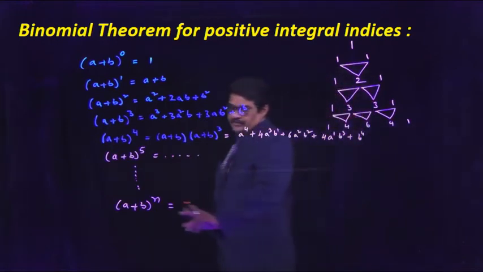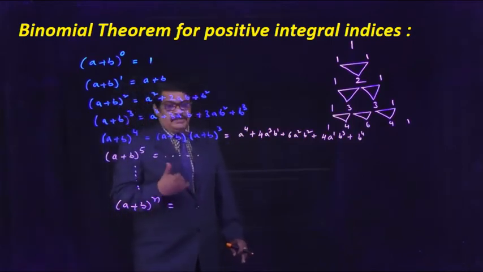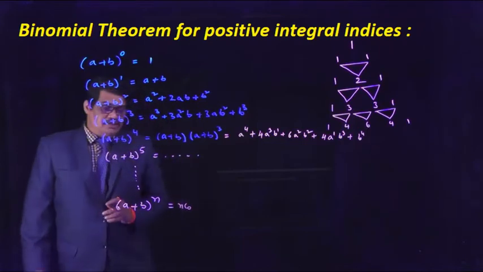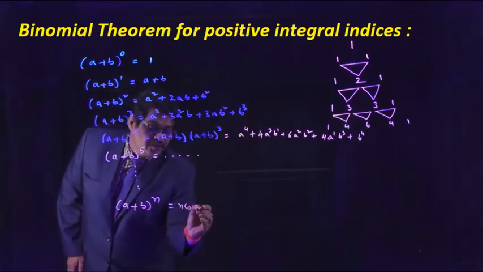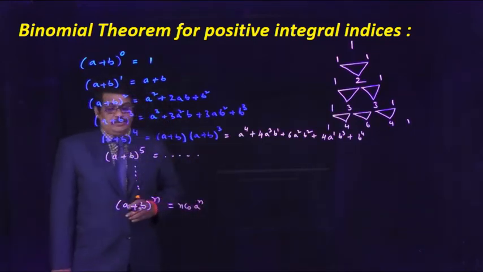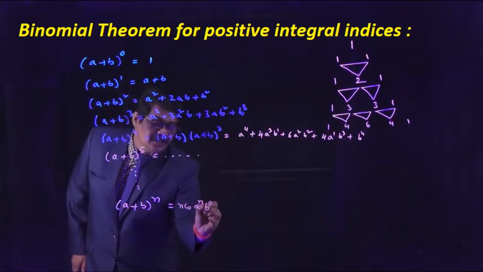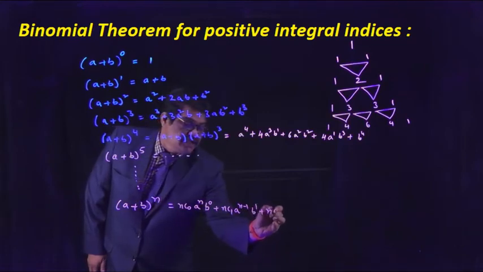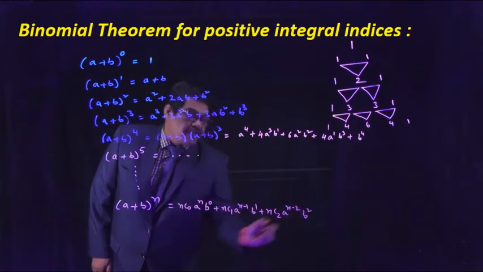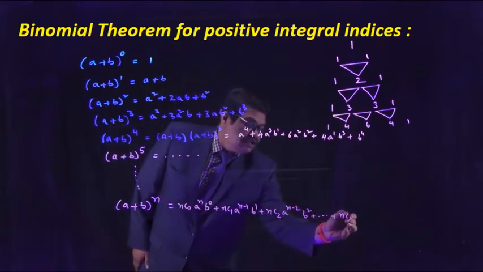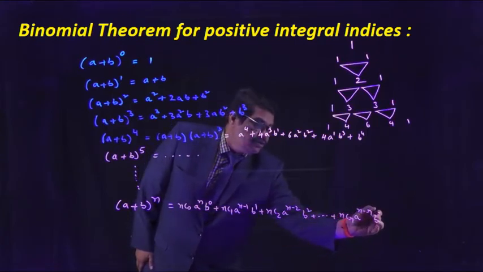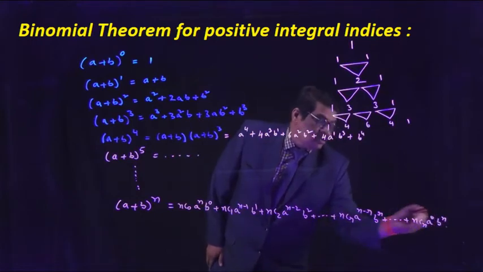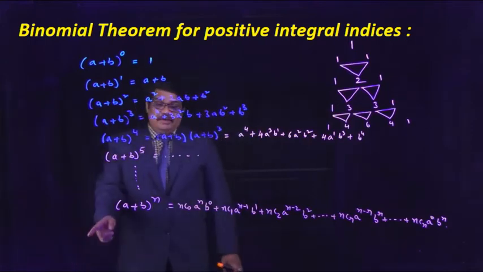Now in this expansion of (A plus B) whole to the power of n, we take the binomial coefficients, that are nC0. The coefficient is nC0, the first term is A to the power of n, and the second term power is 0. Next, nC1 A to the power of n minus 1 B to the power of 1. Next, nC2 A to the power of n minus 2 B square and so on. nCr A to the power of n minus r into B to the power of r, plus so on. The last term is nCn A power 0 B to the power of n. This is the expansion of (A plus B) whole to the power of n.